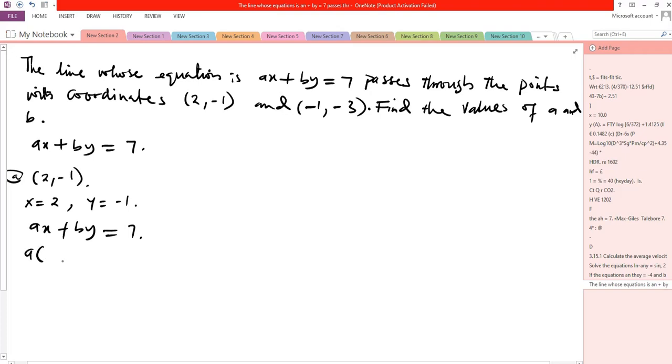So a, because you have ax, you replace x there with 2, plus by, you replace the y there with -1. Now a times 2, you have 2a. Now b times -1, you have -b equal to 7. So I'll call this equation 1.